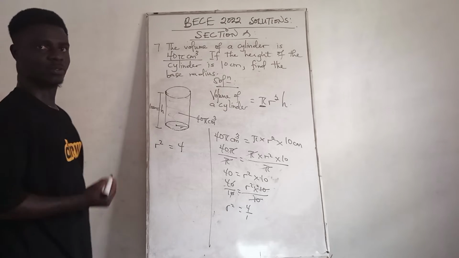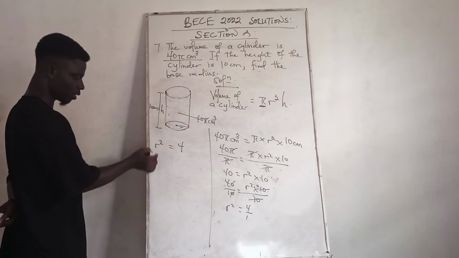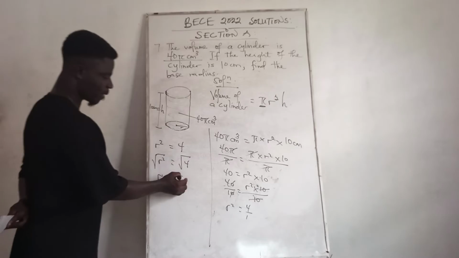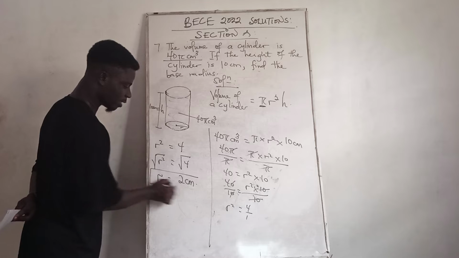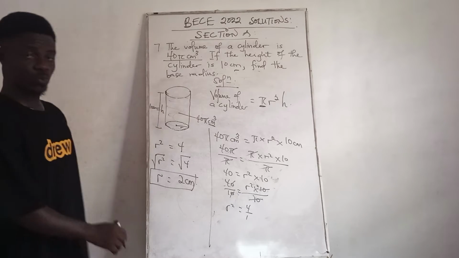Right. So what do we want? We want r, not r squared. So we have to take the square root on both sides of the equation. So square root of r squared equals square root of 4. So I have r, which is equal to 2. So I have my 2, let's say 2 centimeters, because the unit given to us is what? Centimeters. So we use 2 centimeters.